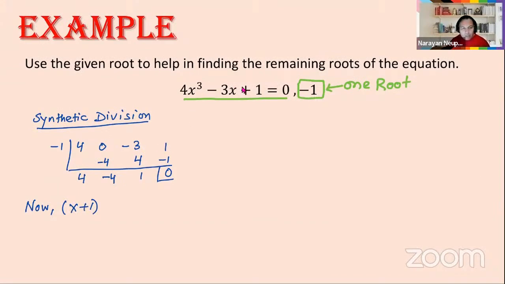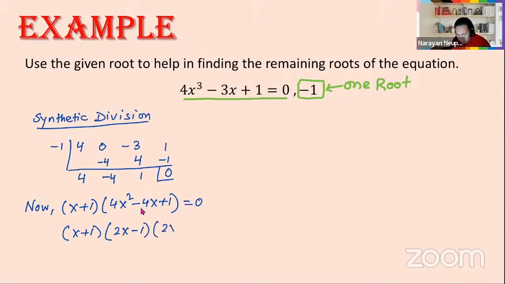And then this cubic can be written as a product of linear and quadratic. So this one will give you the quadratic, which is 4x squared minus 4x plus 1 equal to 0. And then we can factor this quadratic. So let's do that. So it will be (x plus 1) times (2x minus 1) times (2x minus 1) equal to 0.